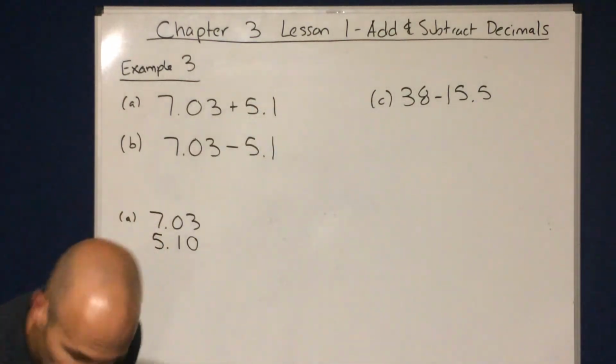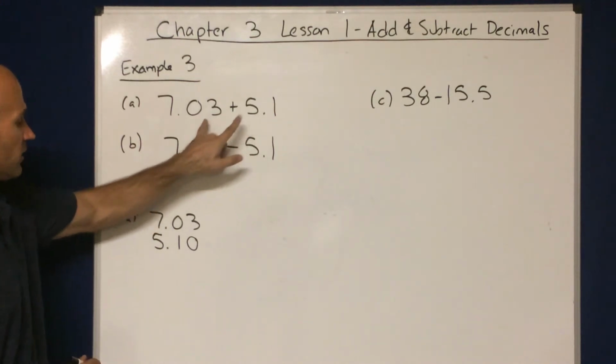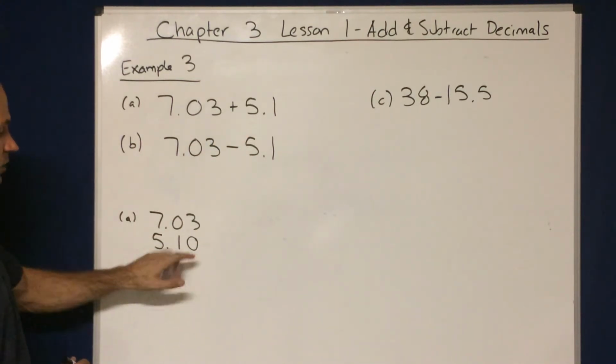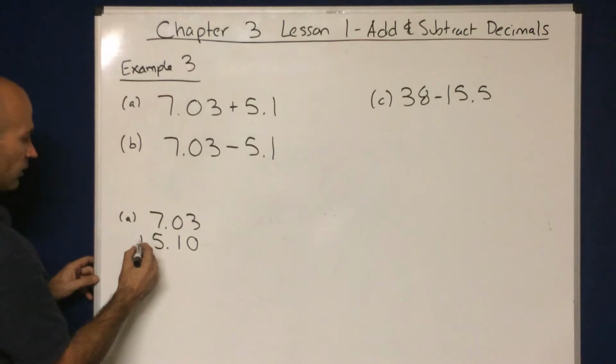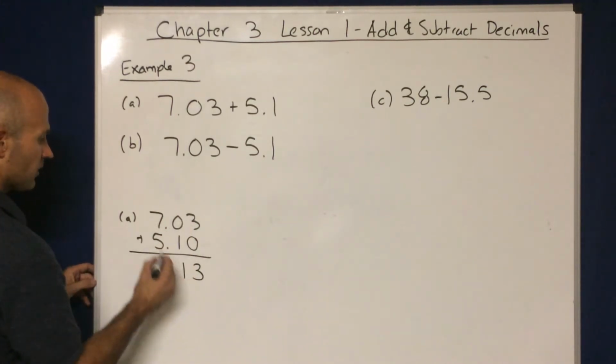So back to our addition problem. I started with 7.03 and 5.1. I'm adding these two numbers. I added that 0 just to make things line up. So now I'll go ahead and add. 3 and 0 is 3. 0 and 1 is 1. 7 and 5 is 12.